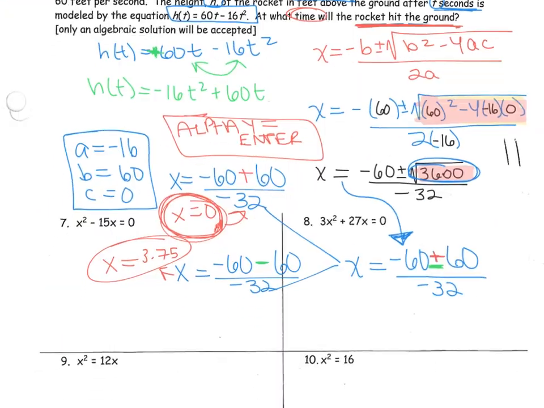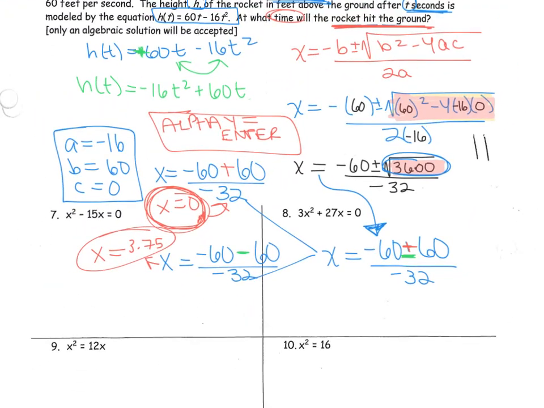So if I were to create a parabola, this thing is being shot from the ground at time being 0, and it's landing 3.75 seconds later. Okay, so our answer here would be 3.75 seconds. Okay?